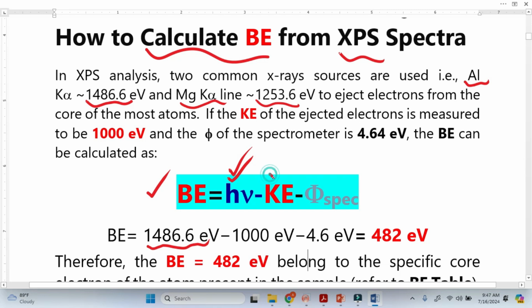And we know that the XPS detector gives us the kinetic energy information. So let's suppose the photoelectron's kinetic energy is 1000 electron volts, and this is the spectrometer work function, which I mentioned is equivalent to 4.6 electron volts. So when we do this calculation, we get this value for binding energy.